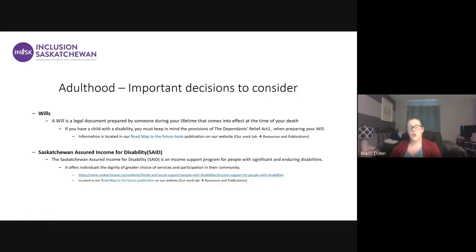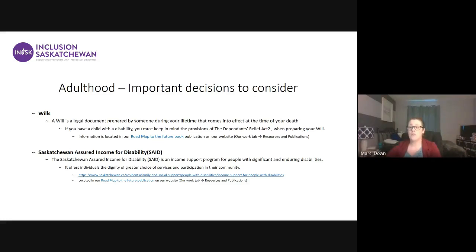So first of all, a will is a legal document that's prepared by someone during their lifetime or after their life. Now, there is a Dependents Act. It's called the Dependents Relief Act 2. And it has more information about what you need to leave, if you have a child with a disability, what is required for you to leave in your will. A lot of lawyers don't know that these are things that you need to have in your will.